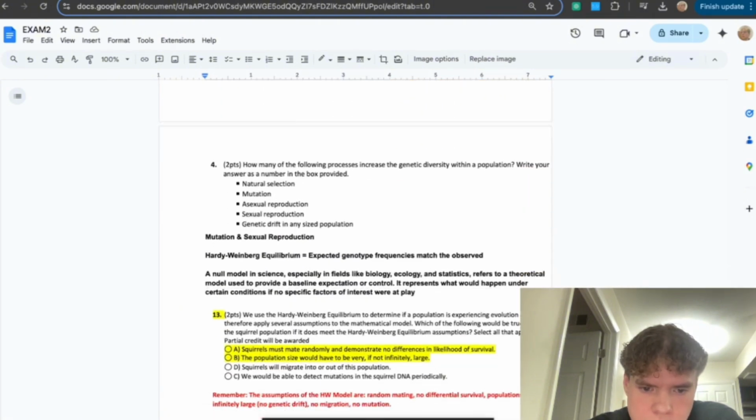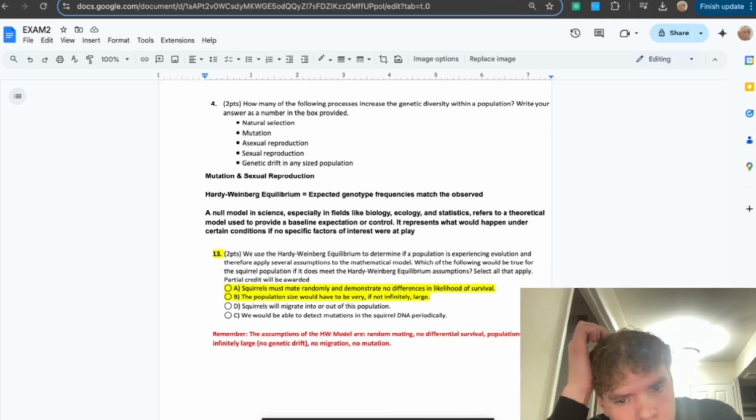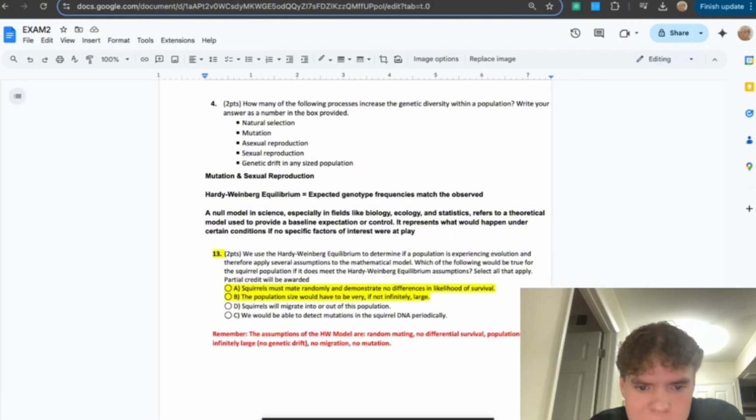Hardy-Weinberg. We use the Hardy-Weinberg model to determine if a population is experiencing evolution and therefore apply several assumptions to the mathematical model. Which of the following would be true for the squirrel population if it does meet the Hardy-Weinberg assumptions? So remember, the Hardy-Weinberg is a null model. So the squirrels would have to mate randomly, and the population would have to be infinitely large. Because remember, in Hardy-Weinberg, there's no migration, and there will be no mutations. So A and B are correct.